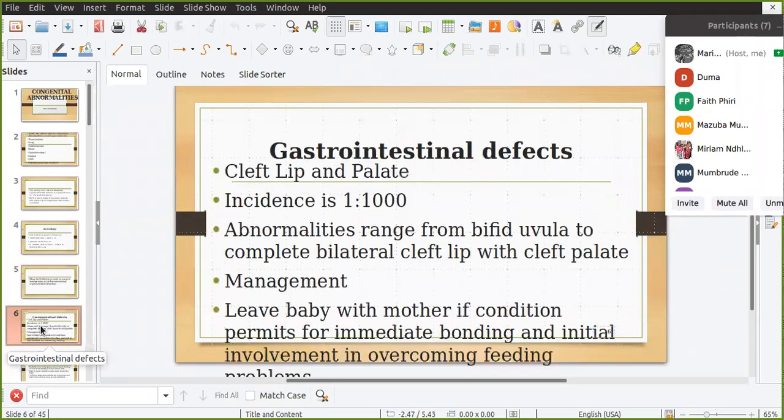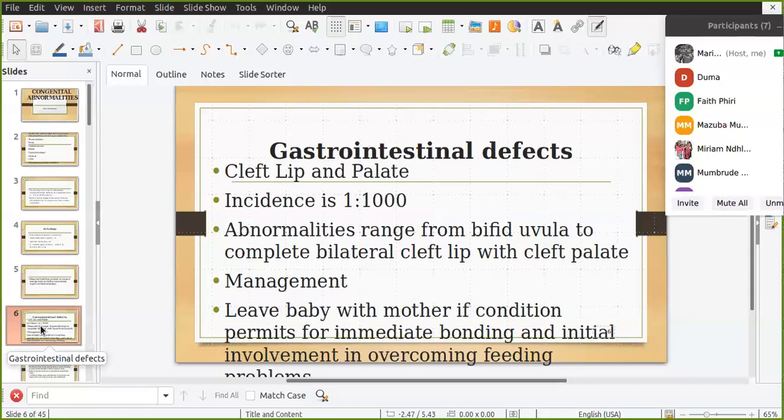So let us look at the first type of congenital abnormality. The first one we talk about is the gastrointestinal defects. We know that the GIT starts from the mouth all the way to the anus. When you look at the incidences that occur in the GIT, the most common is the cleft lip palate. This is a congenital abnormality whereby on the top lip of the baby, there's a space in the connection between the mouth and the nose.